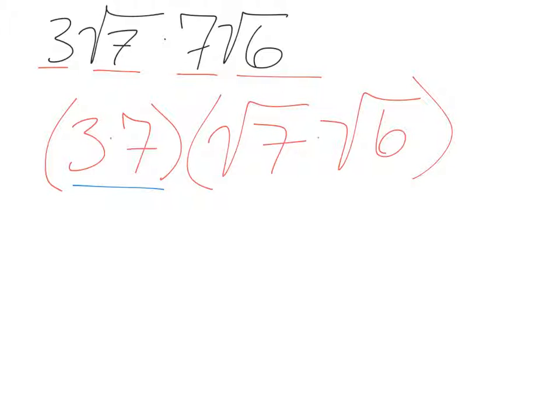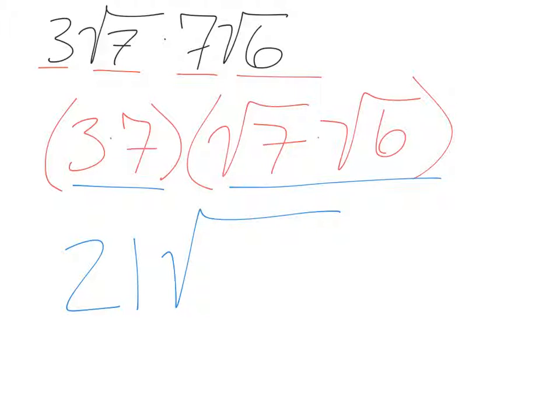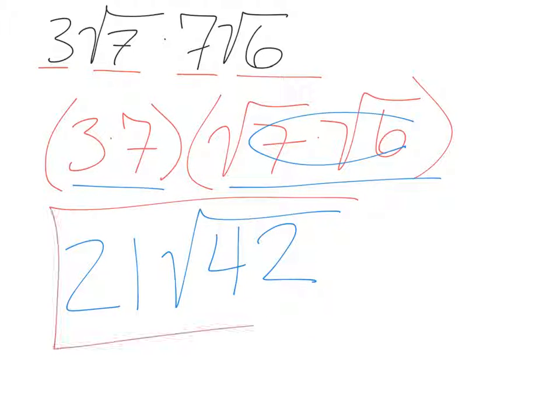Okay, so 3 times 7 gives me 21. And the square root of 7 times the square root of 6 is the square root of 42. All I do is take the two numbers, multiply them together, and put them under the same square root. Now, if I could simplify the square root of 42, I would, but in this case, there is no other simplification that I can do here. There are no other perfect squares that I can take out of 42. So I'm going to leave it, and that is my answer.